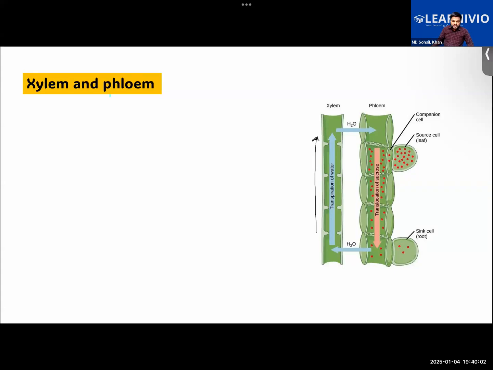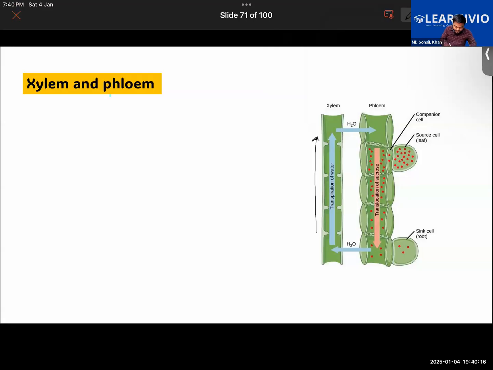Yes, sir. Now, in the case of xylem, what we have learned is that this tissue is responsible for carrying the water and the minerals dissolved in it from the roots towards the leaves of the plant. Sir, how do you pronounce xylem and phloem? It's xylem, X Y L E M, and that's phloem. Xylem and phloem.